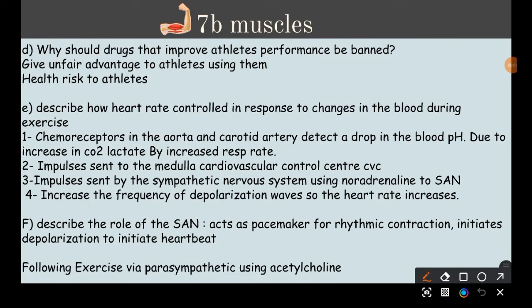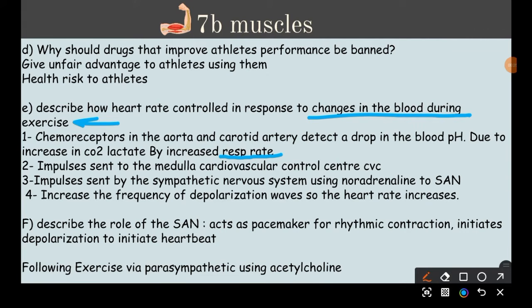Why should the drugs that improve athlete performance be banned? Because they give an unfair advantage to the athletes that are using them. And then describe how the heart rate is controlled in response to changes in the blood during exercise. So during exercise, there is increased muscle contraction. Increased muscle contraction means we need an increased respiration rate so that we can make more ATP.